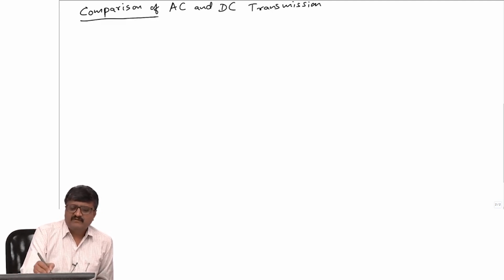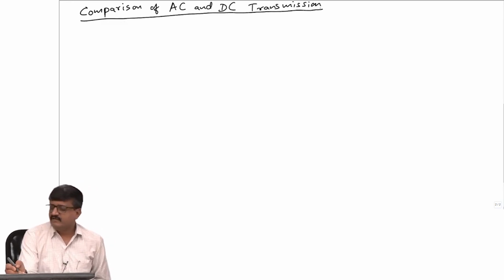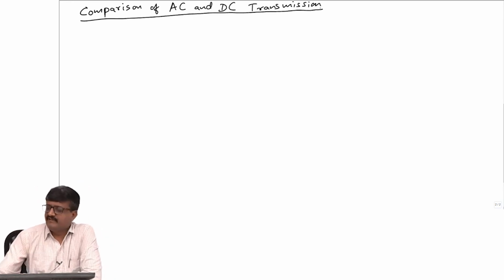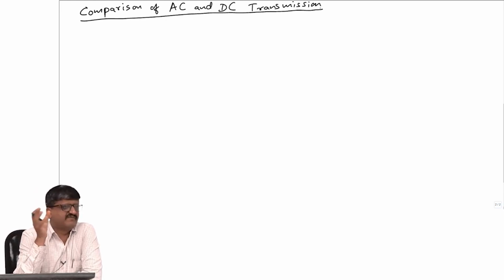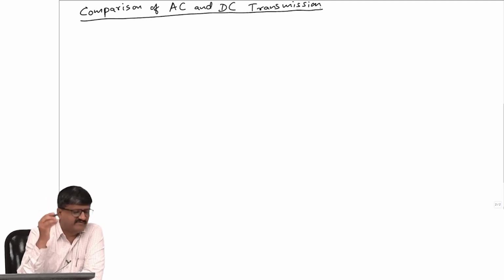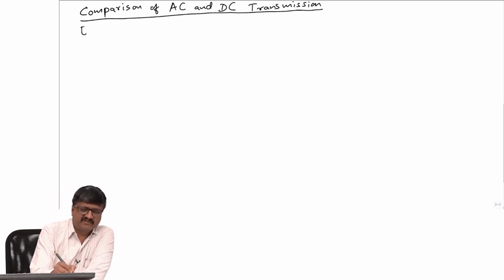Now whenever we get into comparison, there is one aspect that is very important, that is cost. The other one is performance. So comparison can be broadly based on cost and the technical performance. Let us look at first cost or economics.